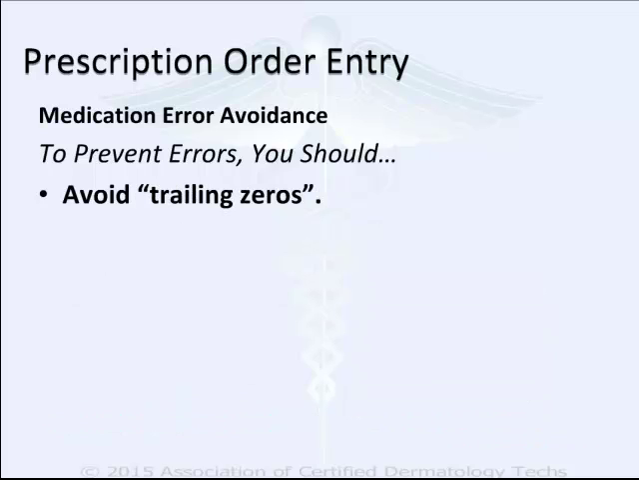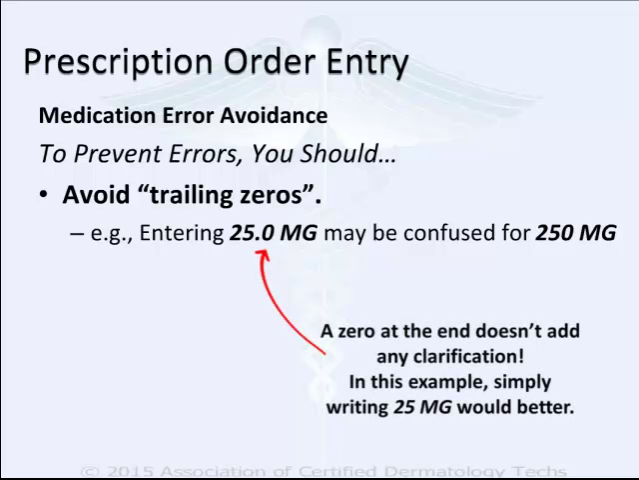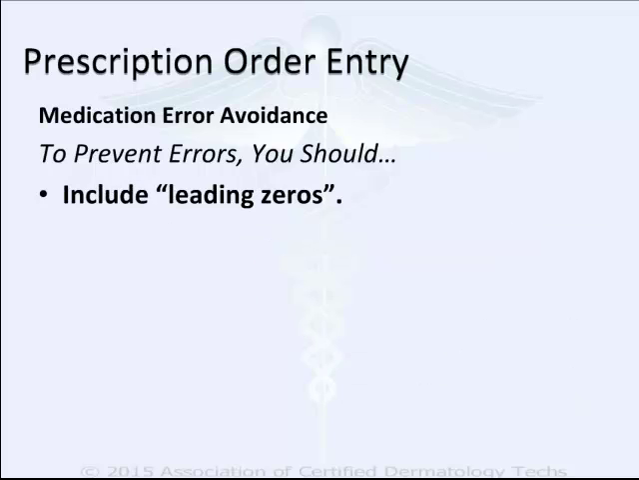It's also well known that so-called trailing zeros should be avoided, as they just add potential confusion when it comes to entering quantities. For example, entering spironolactone 25.0 milligrams just invites the opportunity to misinterpret the entry as 250 milligrams. Instead, it would be best to simply keep it written as 25 milligrams. On the other hand, we should include leading zeros.